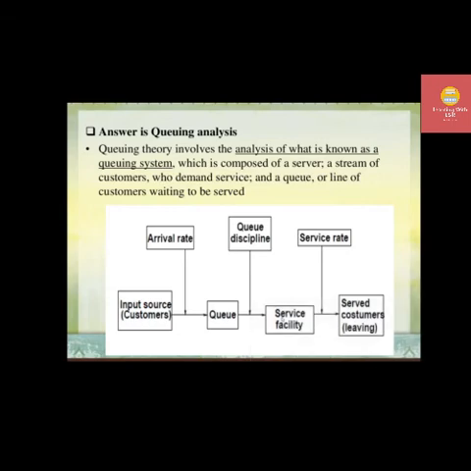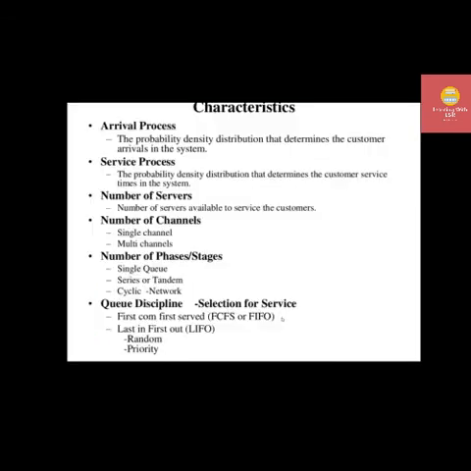Right, in one counter there are one or two persons who provide the services, and each and every person standing in the queue wants to take the service from them. There is the input source, arrival rate of the client, then queue discipline, then service facility, then service rate, then served customers. The next one is characteristics: arrival process.